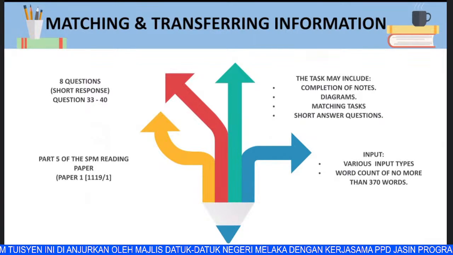Here I would like to re-emphasize that information transfer is on part 5 of your SPM reading paper, Paper 1, 1119/1. And part 5 consists of 8 questions, which require you to give only short responses. It starts from question 33 to 40. So basically, we have 8 questions only. And the task might include the completion of notes, diagram, matching task, short answer questions.